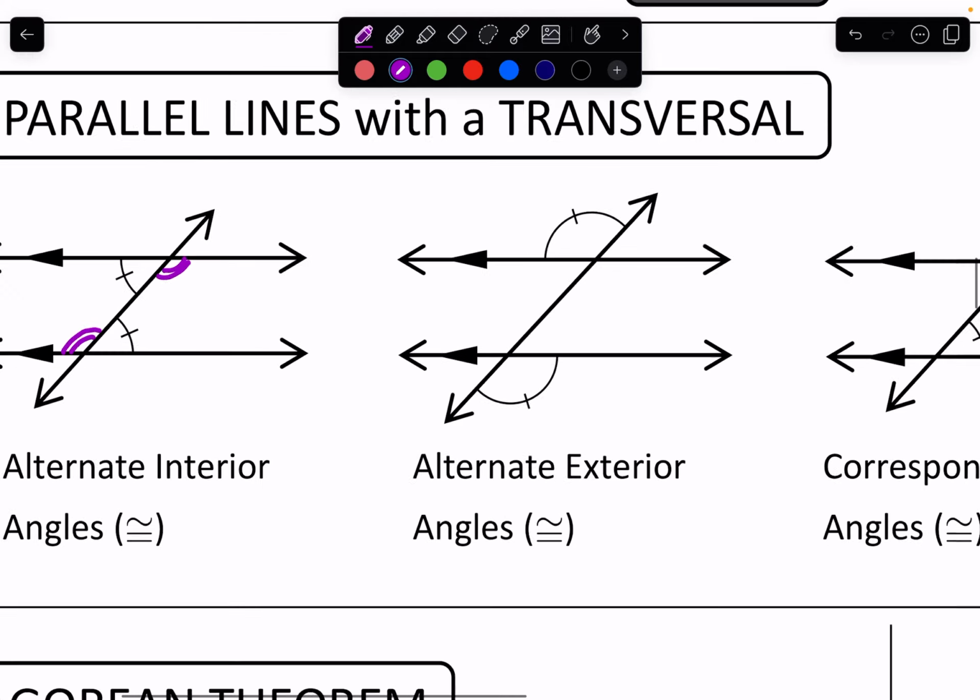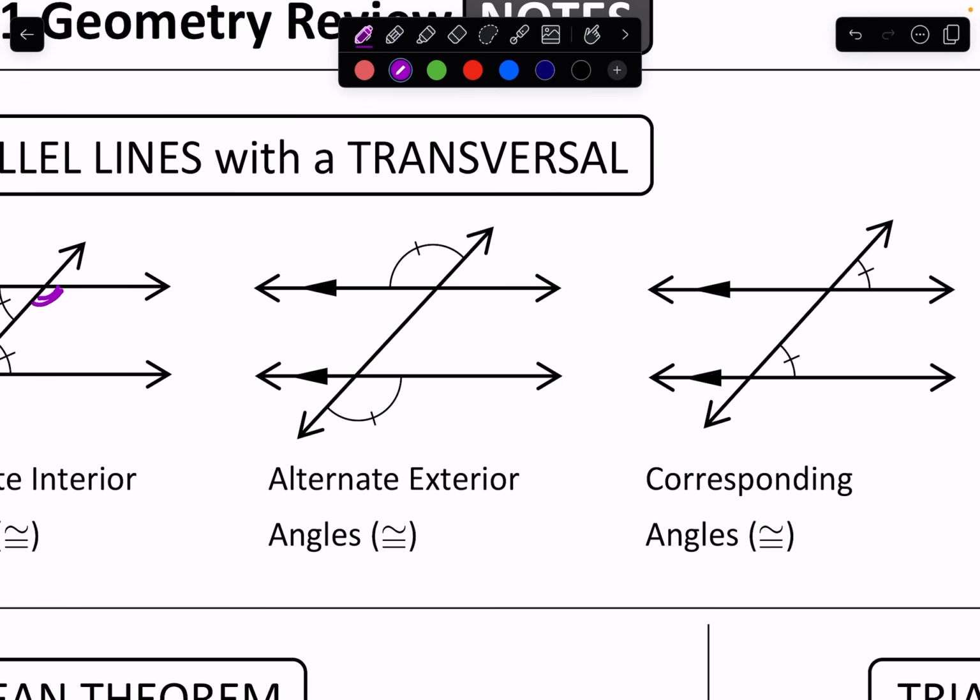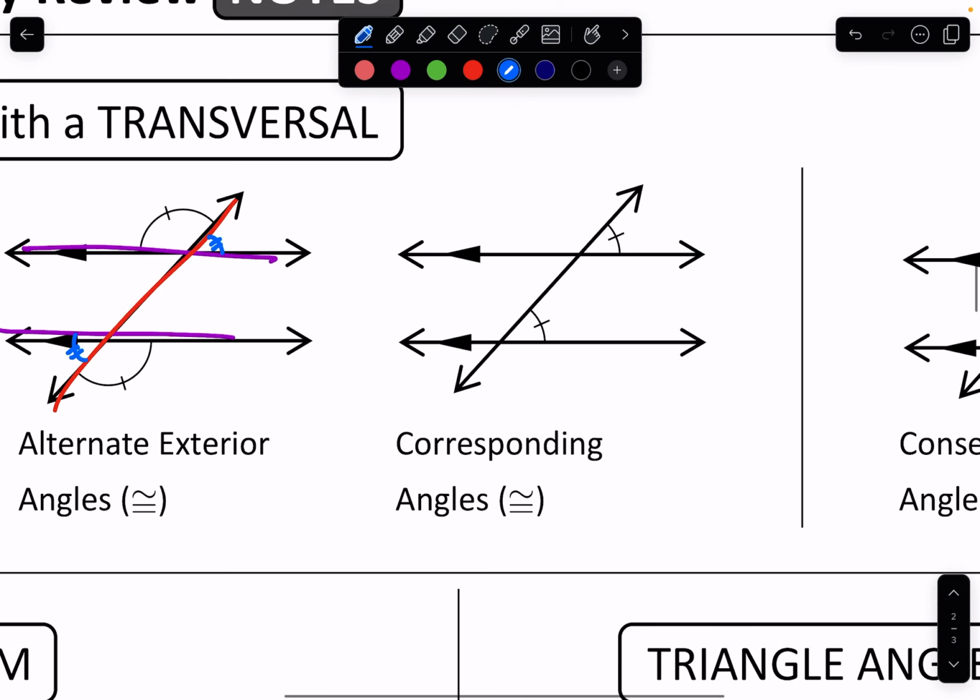All right, next image, alternate exterior angles. So you've got your two parallels, you've got your transversal, and now we're saying that the alternate exterior angles are on alternate sides of the transversal and they're on the exterior of the parallels. So this angle and this angle are congruent. That also means that this angle here and this angle here are congruent to each other. Probably should use the right language as we go here, right?